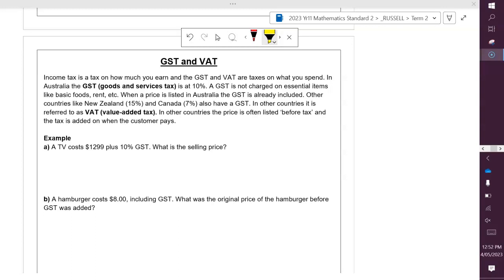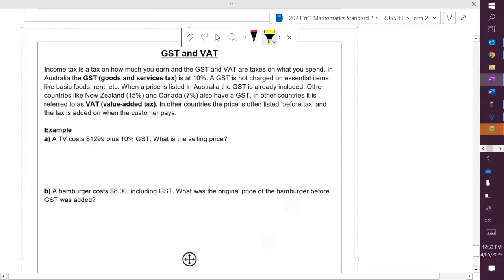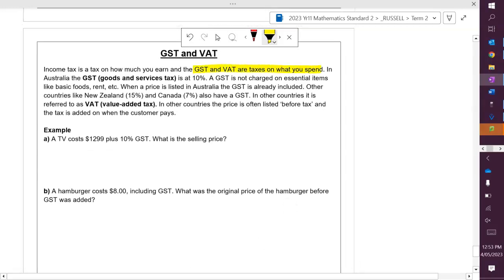This lesson is on GST and VAT. Income tax is a tax that we pay on how much you earn, and the GST and VAT are taxes on what you spend. Okay, so this is the difference here.